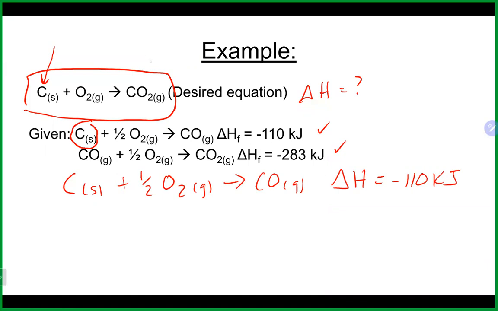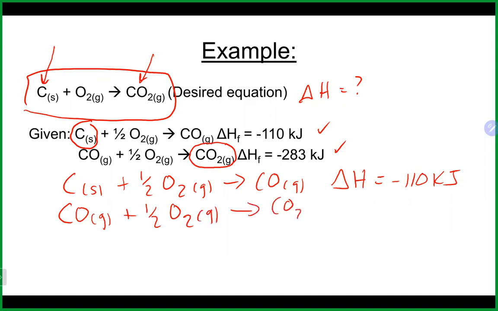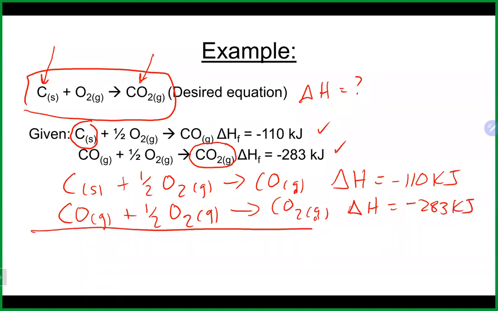The next thing I'm going to look at is the CO2 here. The CO2 I need on the right-hand side of the arrow, and the only one that has CO2 is the second equation. It happens to be on the right-hand side of the arrow in this case. I need one of them, and there's one of them there, which means in this case, I'm also not going to do anything to this equation. I'm just going to leave it exactly the way it is. Because I didn't do anything to this equation, the delta H value will once again stay the same, minus 283 kilojoules. At this point, I'm ready to add these together.